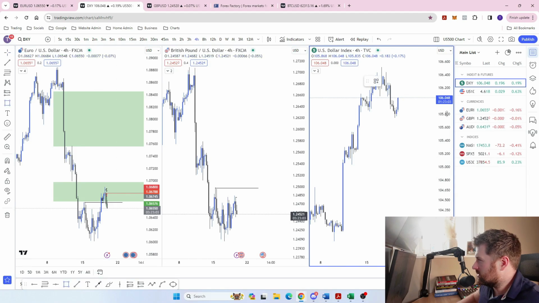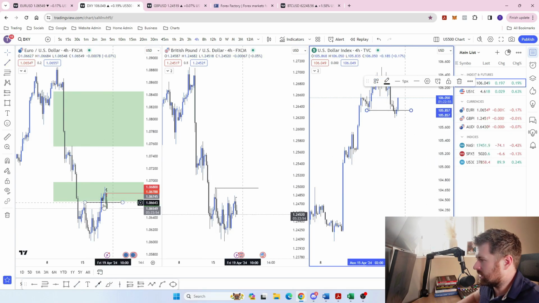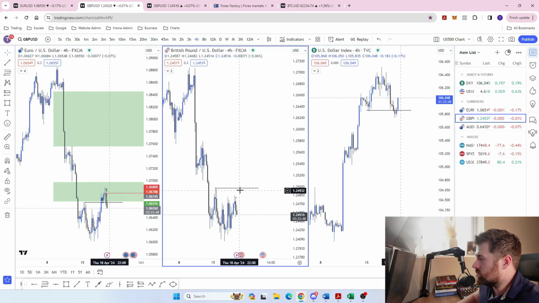You can see that the dollar and euro did correlate nicely for that, but the pound didn't. The pound is showing an unwillingness to go higher. It wants to go lower. There are strong signs of price continuing lower. That's divergence in the market.